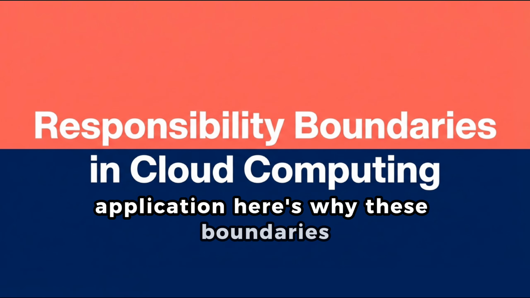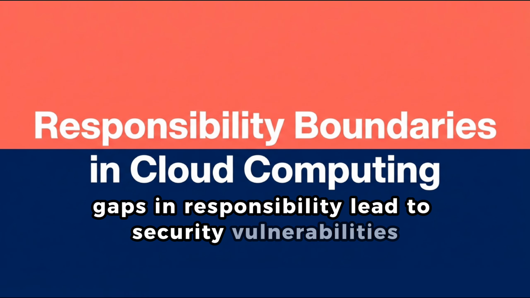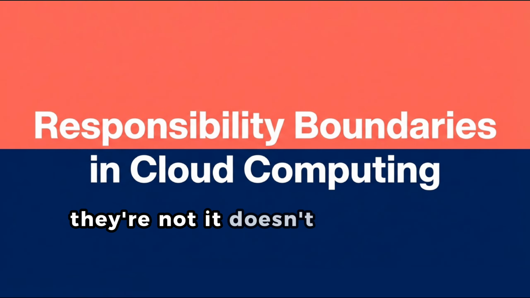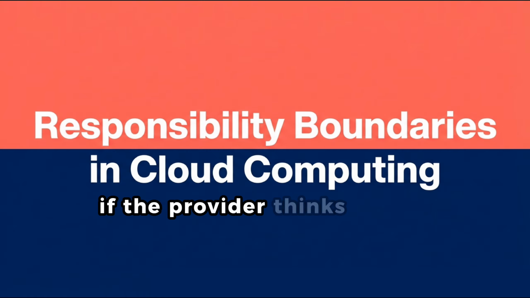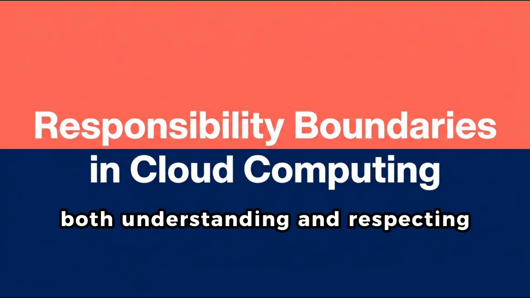Here's why these boundaries matter. Gaps in responsibility lead to security vulnerabilities. If you think the provider is patching something they're not, it doesn't get patched. If the provider thinks you're monitoring something you're not, it doesn't get monitored. Overlaps in responsibility lead to wasted effort and confusion. Both understanding and respecting these boundaries is essential for successful cloud operations.